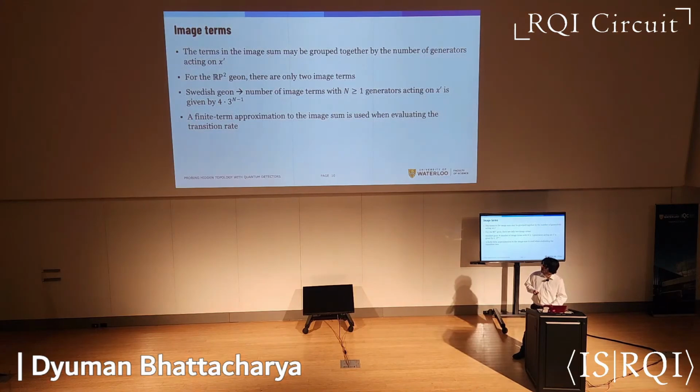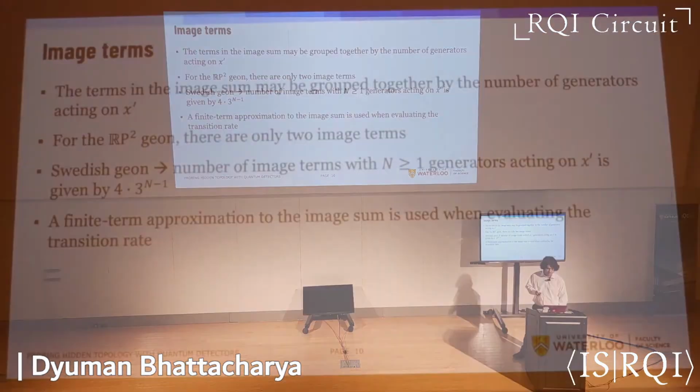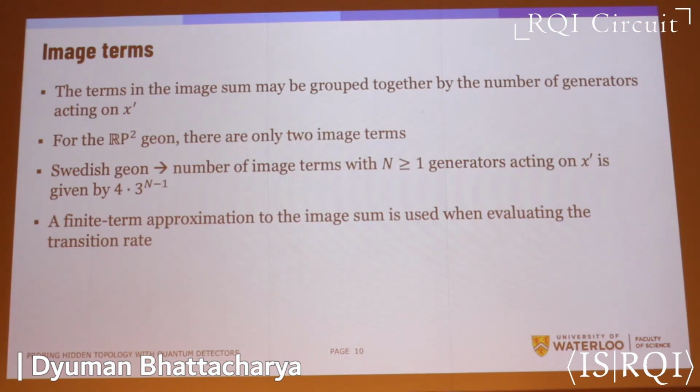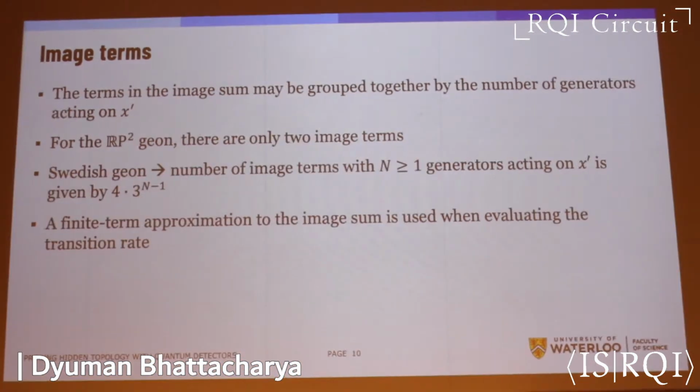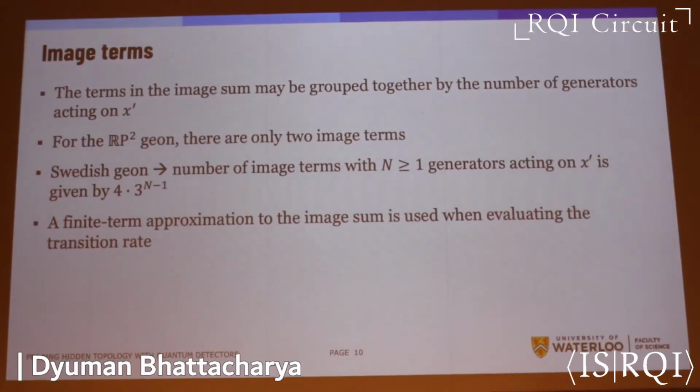We can work pragmatically by grouping the terms in the image sum by the number of generators that are acting on x prime. Because the generators in the RP2 geon are involutive, there are only 2 image terms. But the Swedish geon has an exponential growth of image terms. The number of image terms with n generators acting on x prime grows as 3 to the power of n.